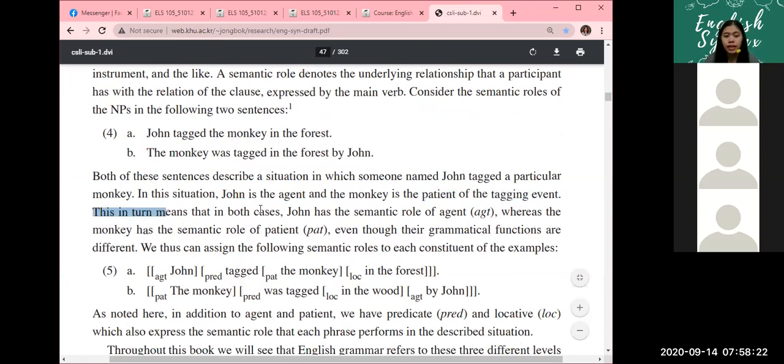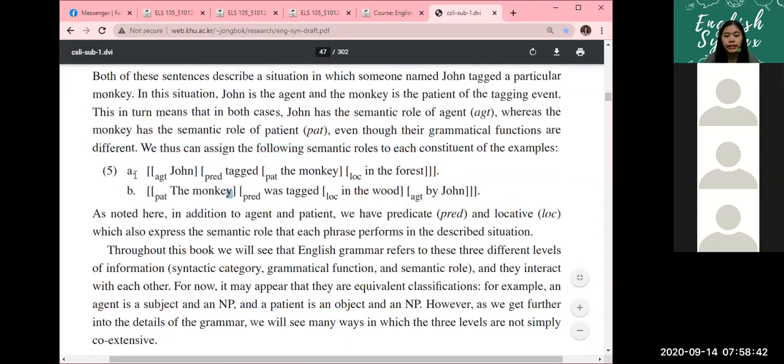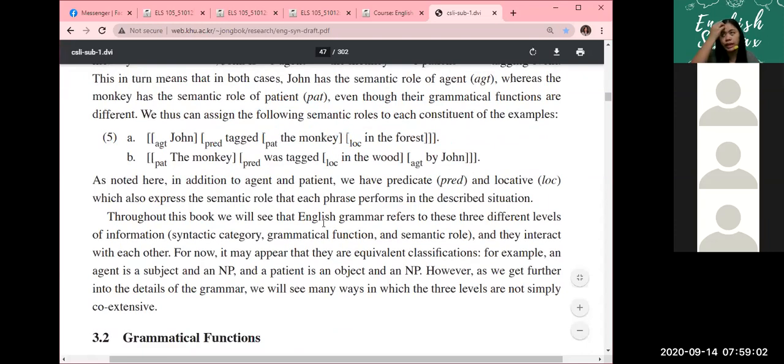So this in turn means that in both sentences, John has the semantic role of the agent or the doer of the action, whereas the monkey has the semantic role of the patient or the receiver of the action. So even though their grammatical functions are different, we can assign the following semantic roles to each constituent of the sentence. For example, the agent is John, the predicate still is tagged or the verb of the word. Then we have the patient, which is the monkey, and location, where did it happen, and so on.